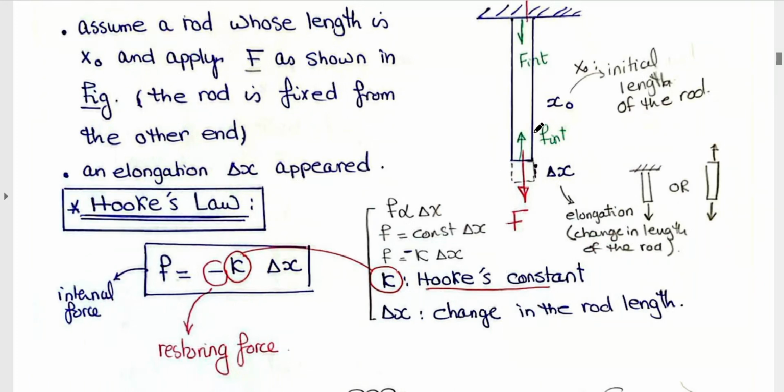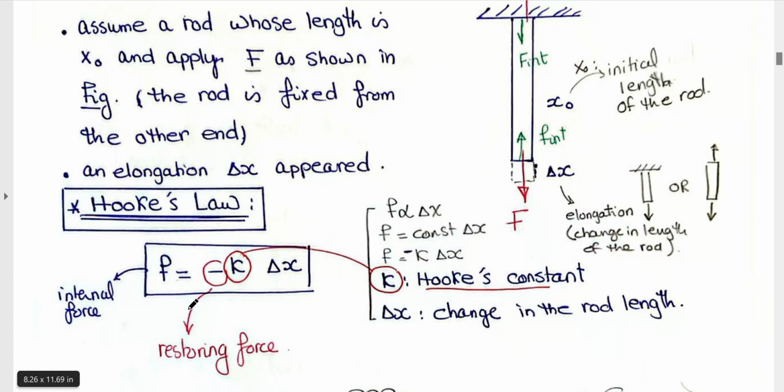Hooke discussed that this internal force is proportional to the delta x. Delta x is the elongation. When you apply force, there is an increase in length called delta x. So Hooke said that this force is proportional to delta x. The internal force is proportional to delta x. It's trying to resist this change in length. So we can say that F equals a constant K times delta x.